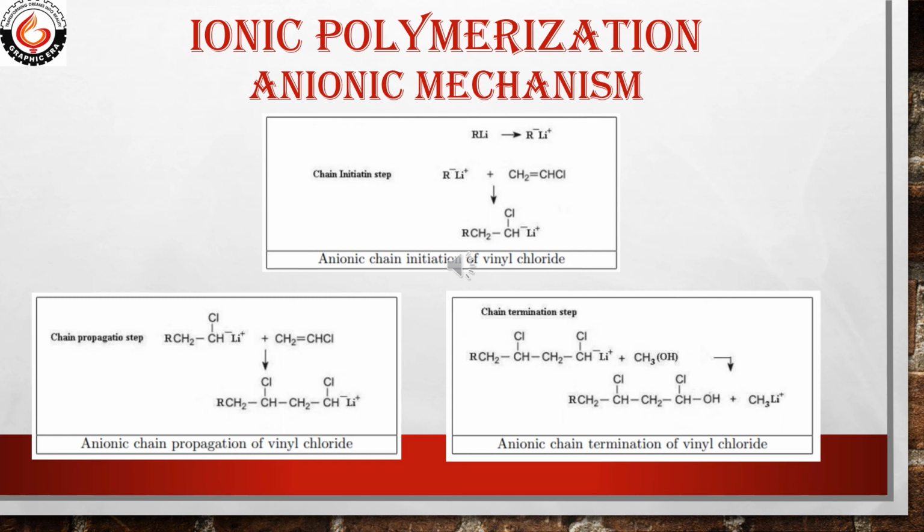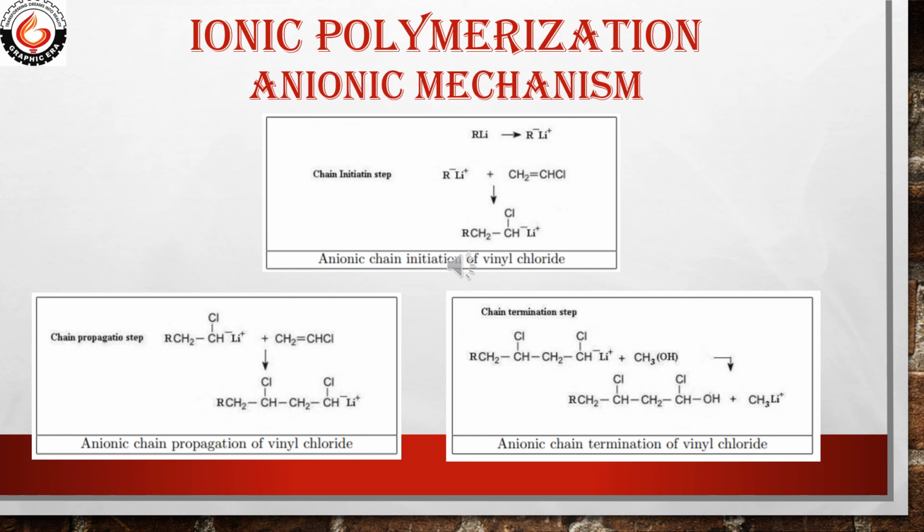Anionic mechanism. In the anionic mechanism, a Lewis base is used as the initiator. When this Lewis base is added to the monomer, it results in the formation of an anion center, which is a carbanion in the monomer unit. Here you can see that RLi, which is a Lewis base, is used as the initiator, and it will react with the monomeric unit to create a carbanion at the monomeric unit.